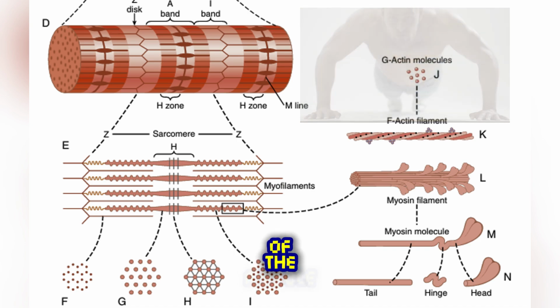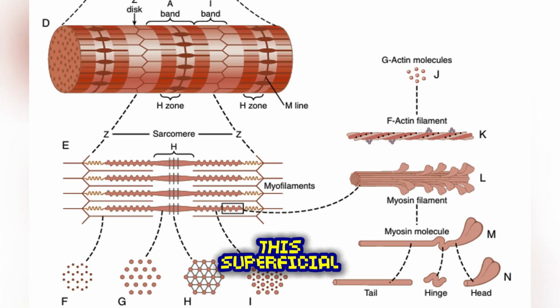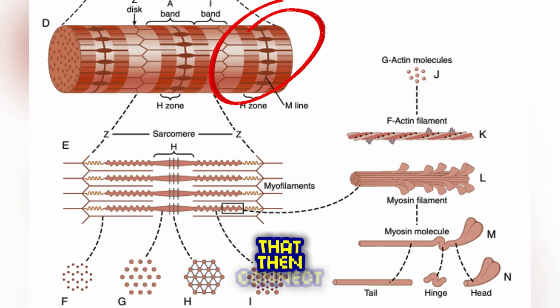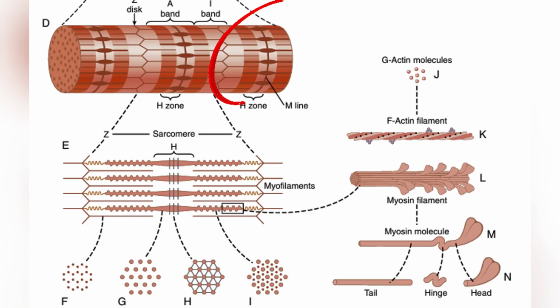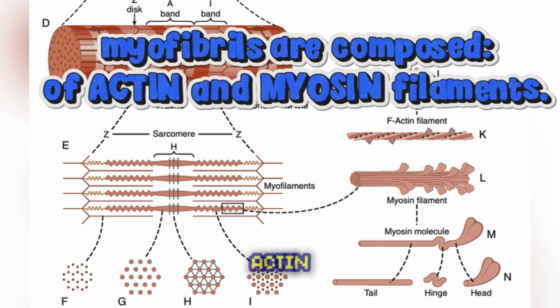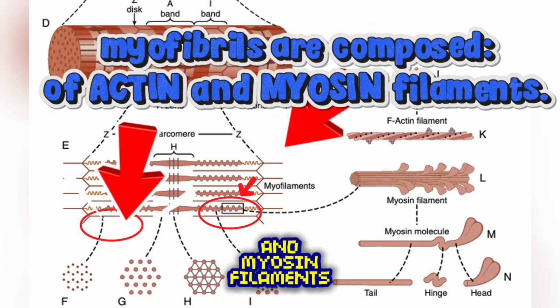At each end of the muscle fiber, this superficial layer of the sarcolemma fuses with a tendon fiber. The tendon fibers, in turn, join together in bundles to form the muscle tendons that then connect the muscles to the bones. Well, the myofibrils are composed of actin and myosin filaments.